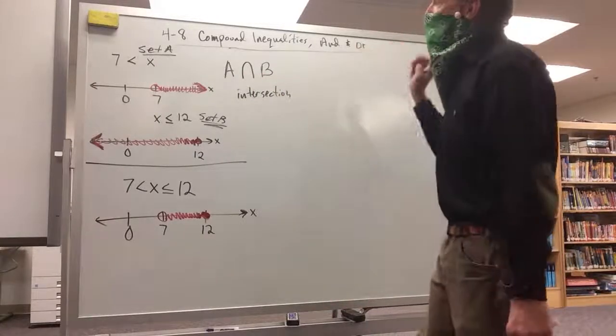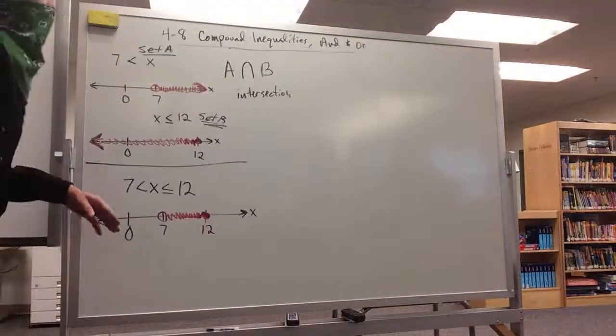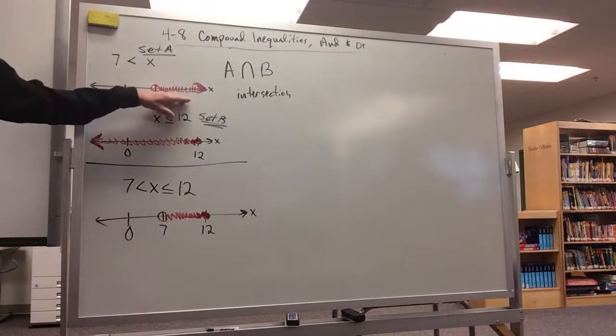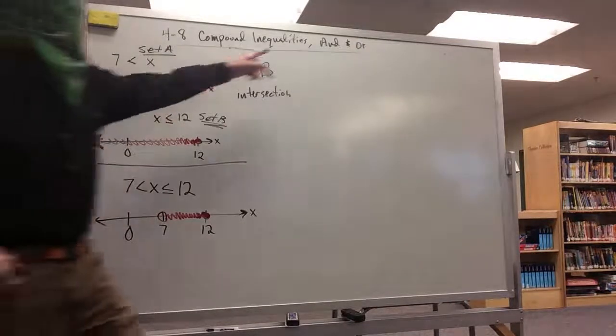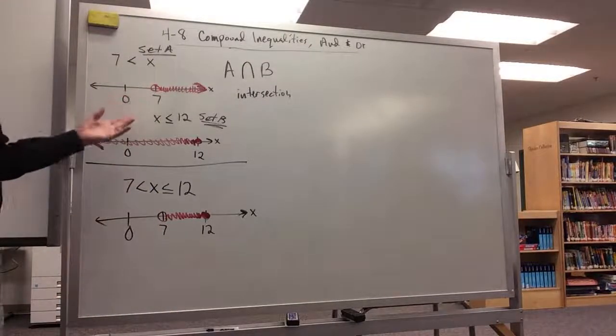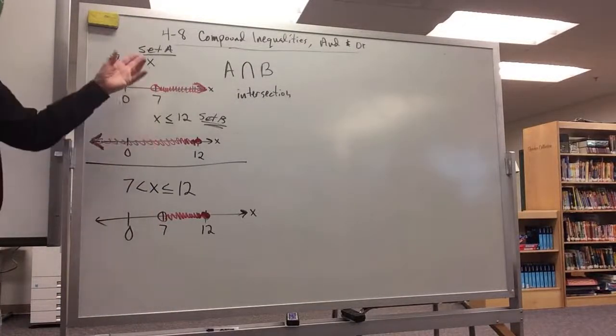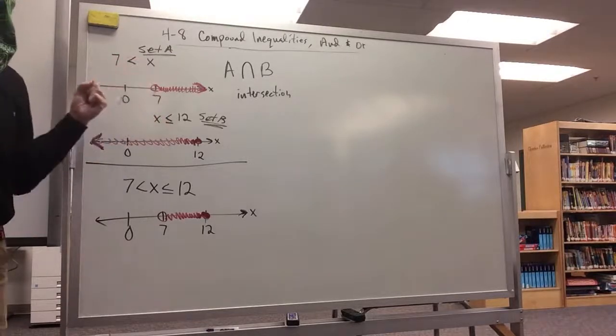And so in this case here, we're looking at the numbers that are found in this and in this. It's in both of them. And that's where the word and comes into play here. So the numbers that are involved in this inequality and that inequality together is the overlap.